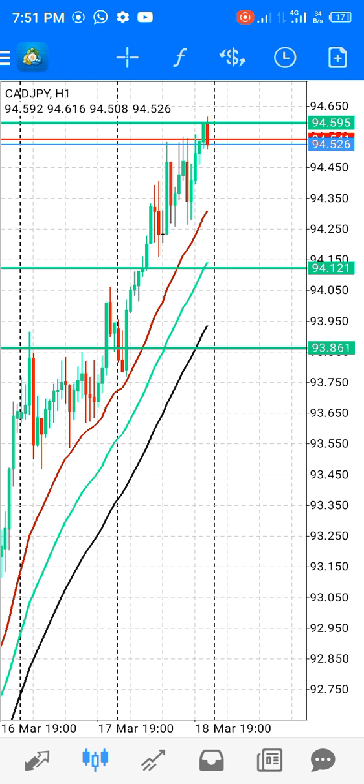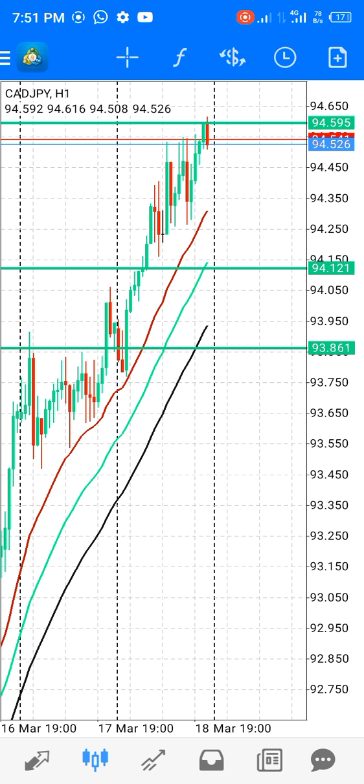94.112 is going to be your buy limit, and then stop loss will be at 93.861 and take profit 94.595. So as simple as that.